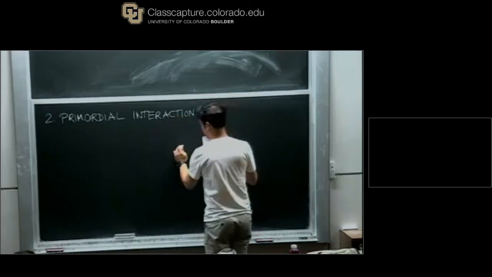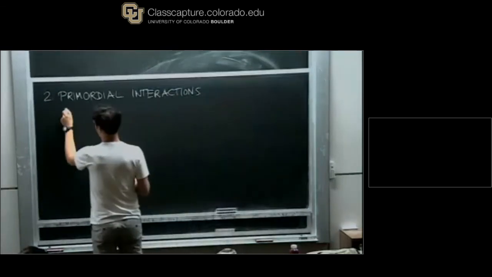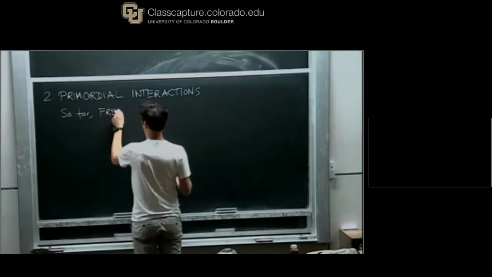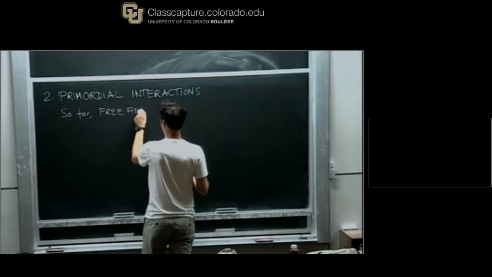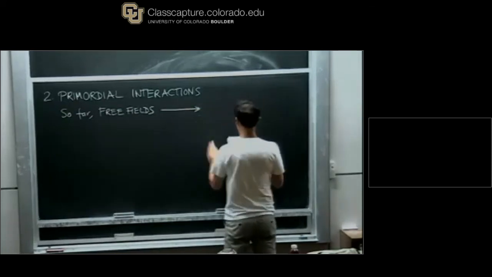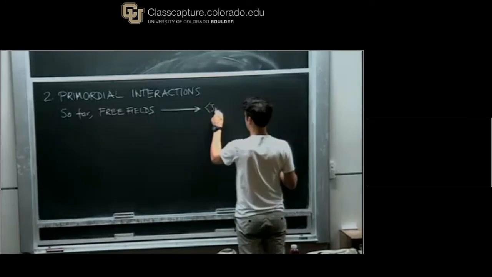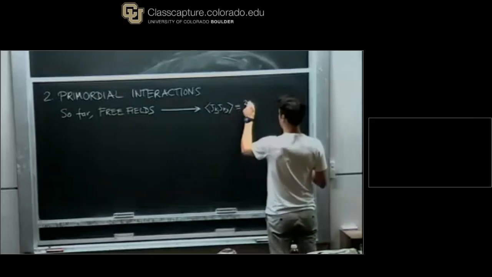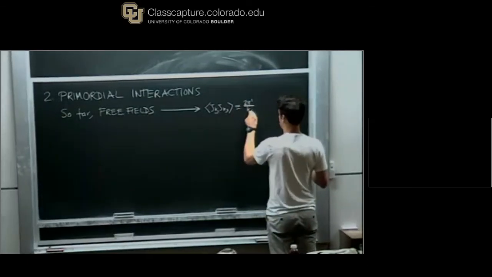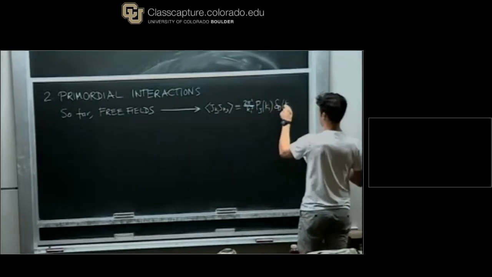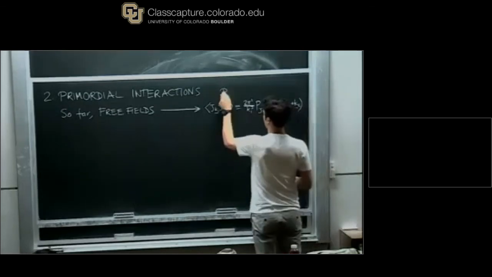Let me just repeat that so far what we have studied were free fields. We just looked at quadratic actions, and from those quadratic actions, we computed two-point correlation functions. For example, this one, which in Fourier space becomes the power spectrum.